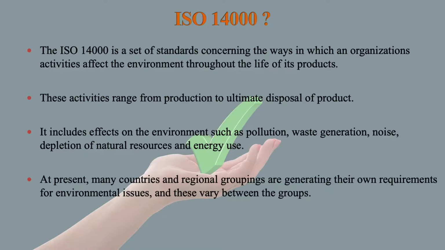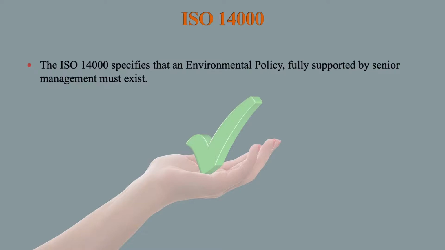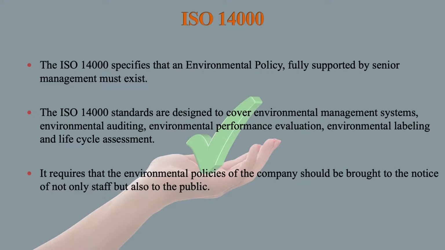At present, many countries and regional groupings are generating their own requirements for environmental issues, and these vary between the groups. The existence of the standards will ensure that there are no conflicts between the regional interpretation of good environmental practices. The ISO 14000 specifies that an environmental policy fully supported by senior management must exist. The ISO 14000 standards are designed to cover environmental management systems, environmental auditing, environmental performance evaluation, environmental labeling, and life cycle assessment. It requires that the environmental policies of the company should be brought to the notice of not only staff but also the public.